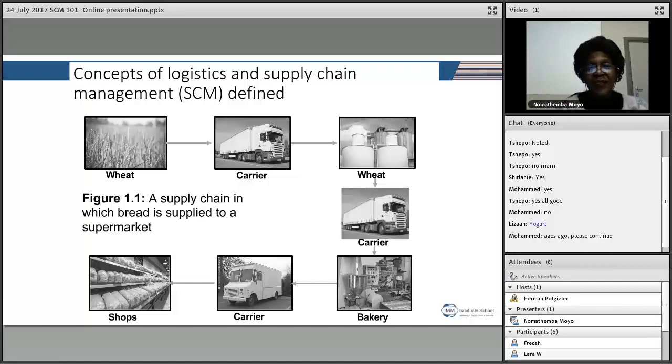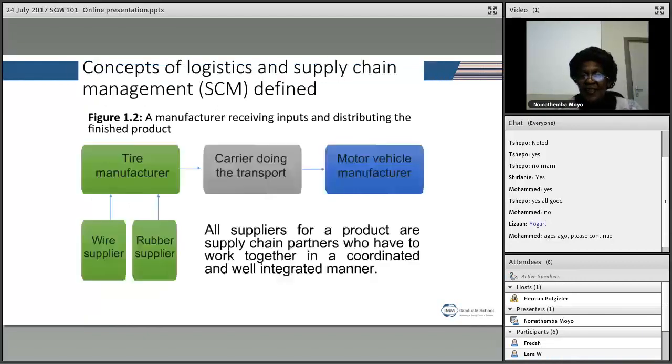There is the concept. I took this from your book. The concept of logistics and supply chain management defined. We are looking at a supply chain in which bread is supplied to the supermarket. You start off with wheat, then there is a carrier which takes it to the silos, then another carrier that takes it to the bakery, and then there is a carrier, the transporter, who takes the bread after the bakery to the shops.